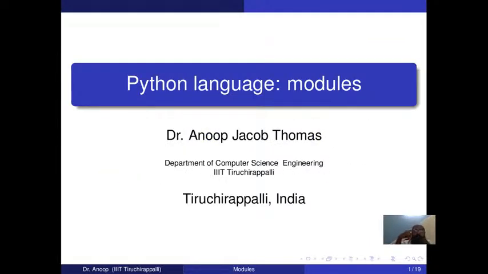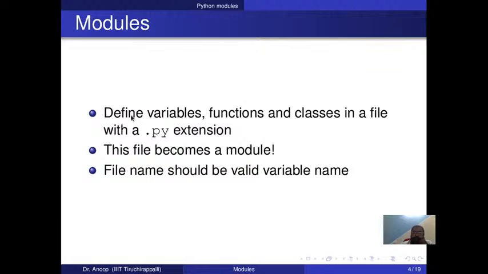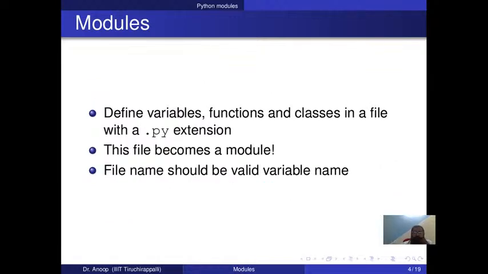This is regarding modules, Python language modules. I am just going to do a quick recap of the slides. Python modules allow us to organize the code and collect similar functionality. The functions, classes and constants can all be collected together in one single file or into a folder. Define variables, functions and classes in a file with a .py extension, and this file becomes a module. The file name should be a valid variable name in Python. It cannot be anything; if it is not a valid variable name, then it will not work as a module.